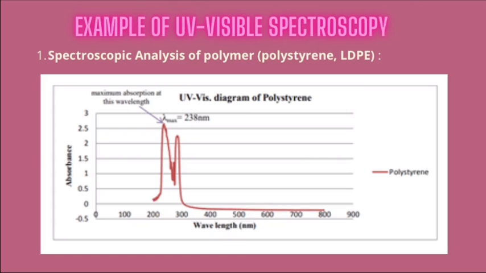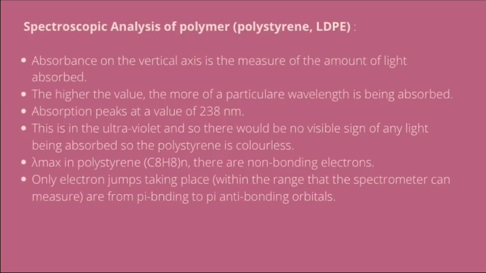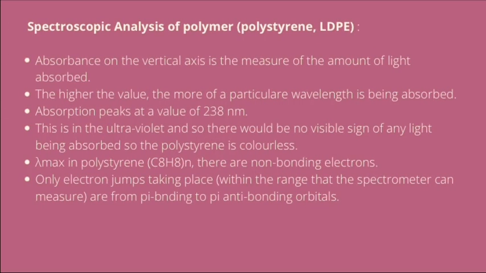The symbol on the graph, lambda max, in polystyrene, they are non-bonding electrons. This means that the only electron jumps taking place within the range that the spectrometer can measure are from pi bonding to pi antibonding orbitals. Here is the explanation for the UV visible that I have explained just now.